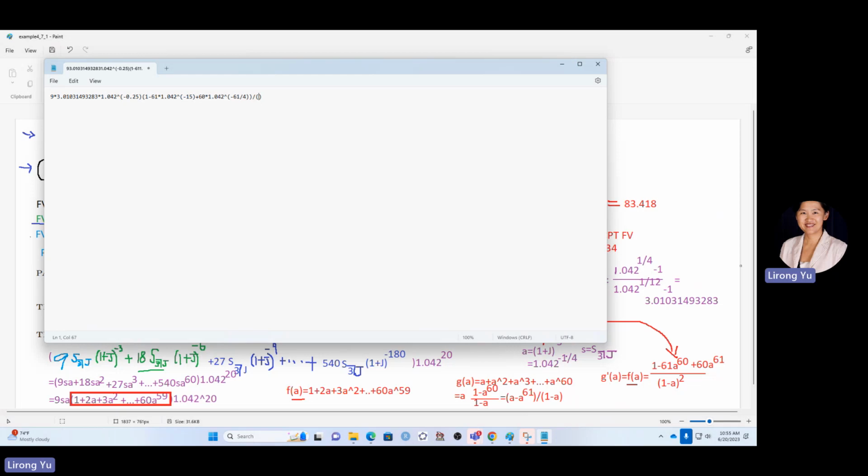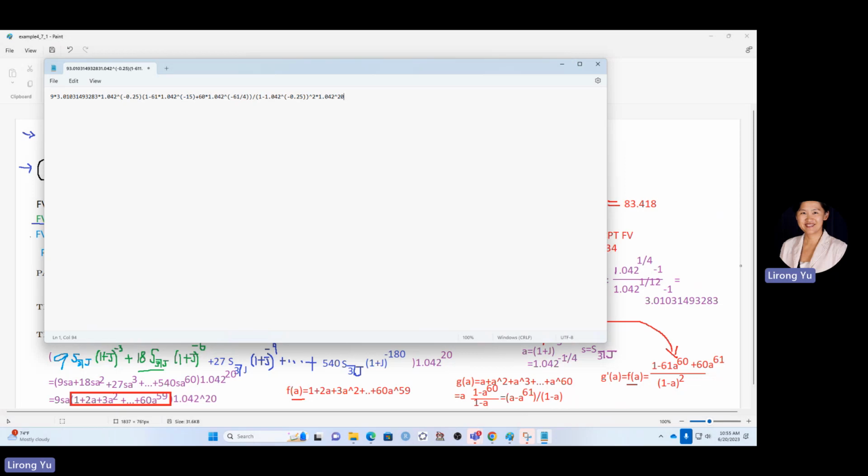Then this is multiplied by the denominator. Denominator is 1 minus a squared. And a is 1 minus 1.042 to the power of negative 0.25, 1/4, negative 1/4. And this is raised to the power 2. So that's f of a all done. And then we have to multiply by 1.042 to the power 22.